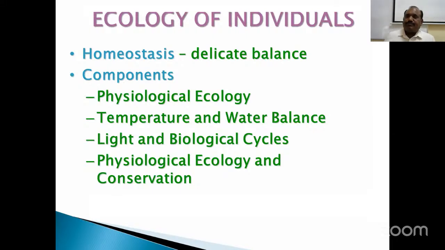And ecology of the individuals. You say homeostasis, the balance of an ecosystem. An unbalanced ecosystem is disturbed by many factors. Homeostasis is balancing biotic and abiotic components with the food chain and food web in a balanced manner. That ecosystem is in homeostasis and a delicate balance. In that, physiological ecology: temperature and water balance, light and biological cycles. If you balance all these biotic and abiotic factors at a delicate level, you can say it is in a homeostatic condition, a balanced ecosystem or balanced habitat.